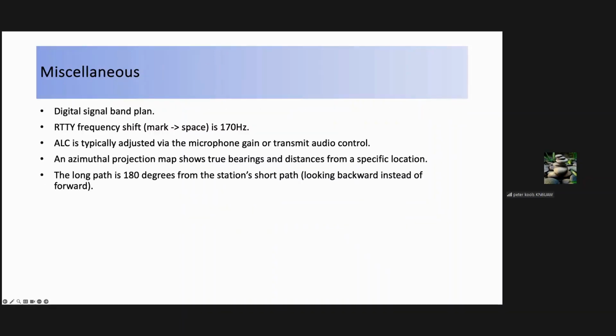All right, and then we have what I label my classic miscellaneous questions that don't fit anywhere else. So I've got another band plan example following this. The radioteletype frequency shift, so the mark and space tone frequencies are typically separated by 170 hertz. And that's just a convention that's been in place for many, many decades. Automatic level control, which we talked about last week, is typically adjusted by changing the microphone gain or the transmit audio control.